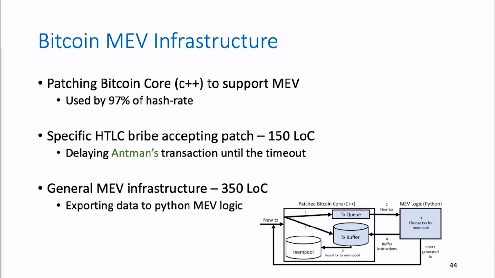We also have a general purpose MEV infrastructure that exports all of the transaction data to an outer Python module where you can implement whatever logic you want. For example, enforcing the Mad HTLC contract, say detecting two pre-images, creating a transaction of your own, etc. Okay, so this required 350 lines of code. For me, that's relatively low effort. Okay, so this means this is doable and feasible.